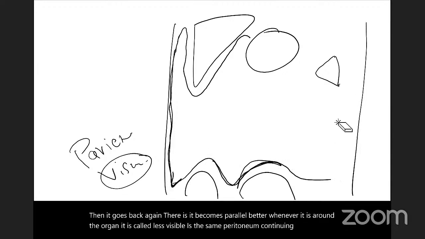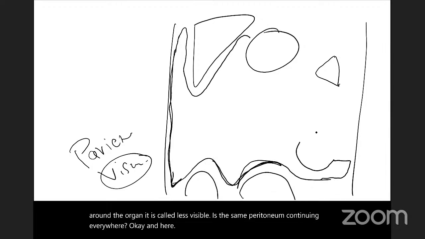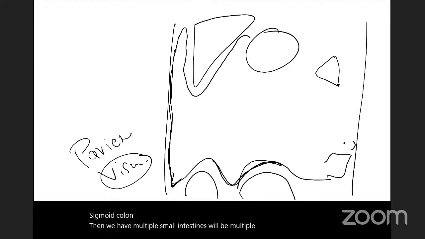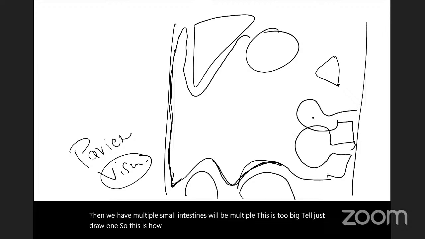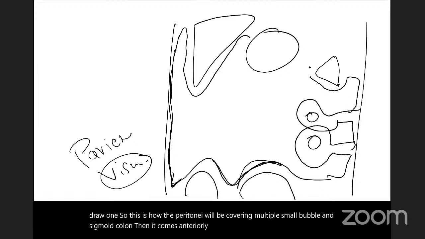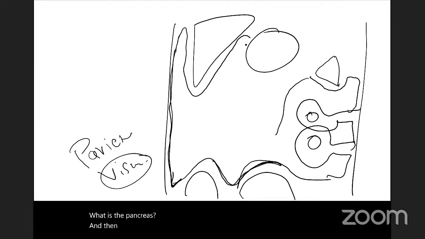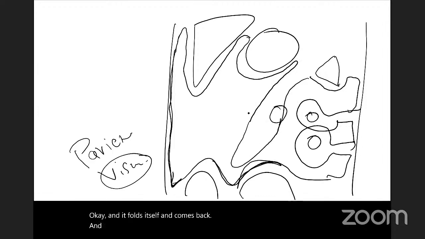And here you have the sigmoid colon. Then we have multiple small intestines. There will be multiple, but this is too big, so I'll just draw one. This is how the peritoneum covers the multiple small bowel loops and sigmoid colon. Then it comes anteriorly, goes over the pancreas, and continues downwards. From anteriorly it comes like this, surrounds the stomach, then goes downwards, folds itself and comes back. Whenever it is coming back, it will encase the transverse colon.